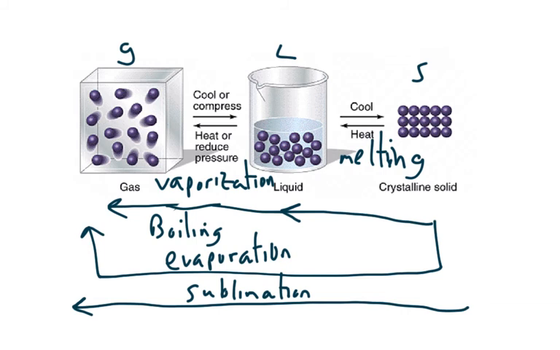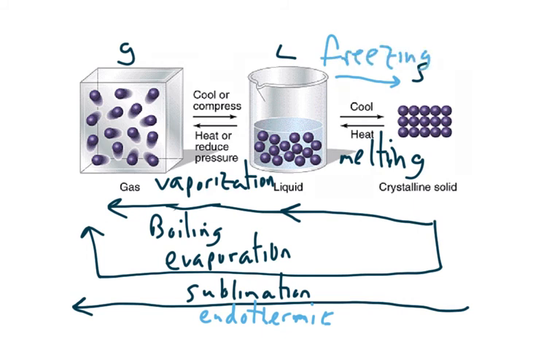So what I'm going to do here is I'm going to put here that any process, when you're going in this direction, the arrow that you see at the bottom, since it requires an input of energy, it's an endothermic process. And if you look at the opposite to this, if you're going from a liquid to a solid, we know that's freezing.